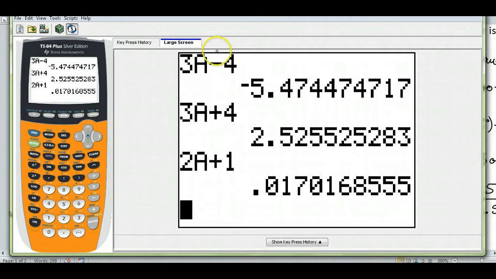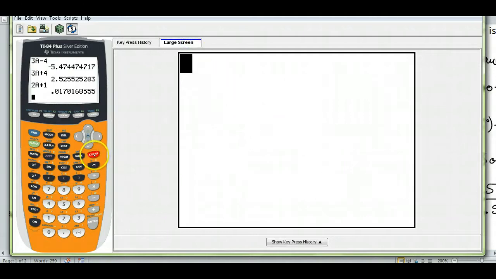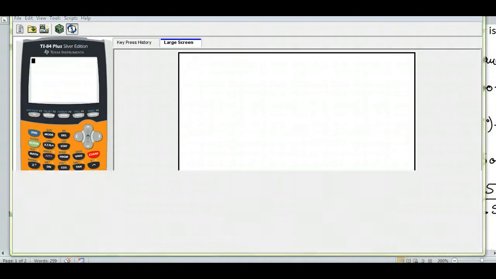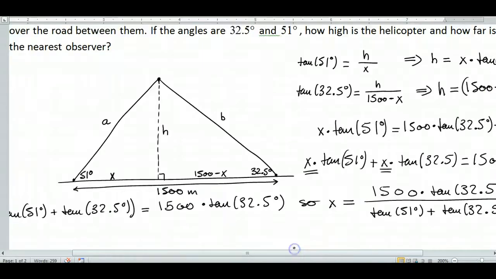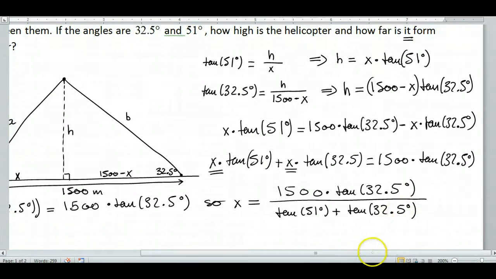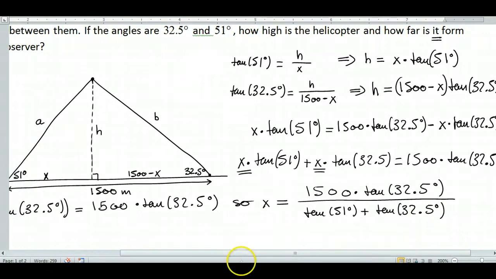Large screen. Okay, let's clear everything. Clear. Okay, and let me go back to my document first off, which is right here. I'm pretty sure that this is going to be the shorter length because the angle is bigger right here. So let's plug that in the calculator.